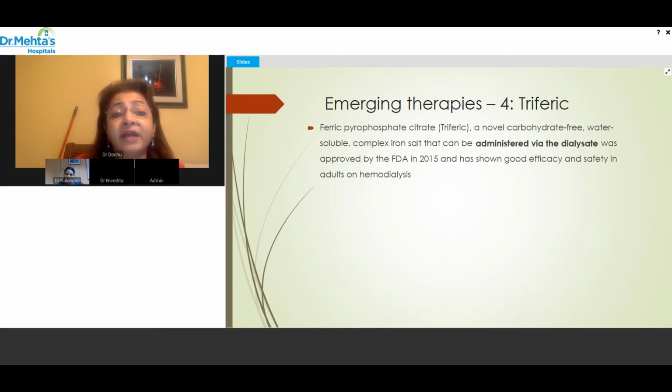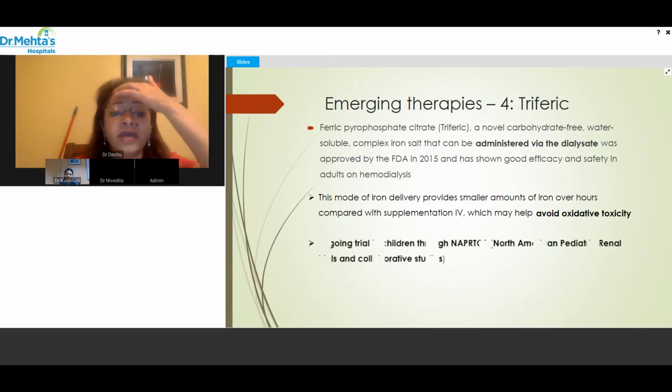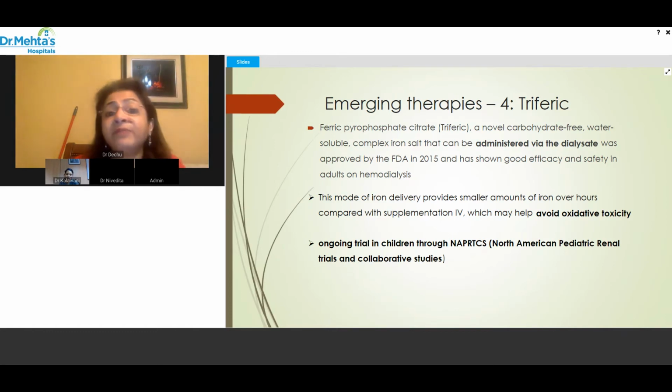And the mode of iron delivery provides a small amount of iron over hours compared to IV supplementation, which can help avoid oxidative toxicity. Again, there is an ongoing trial in children here through Napofix. It's for children of all ages, and it's on children who are on hemodialysis.